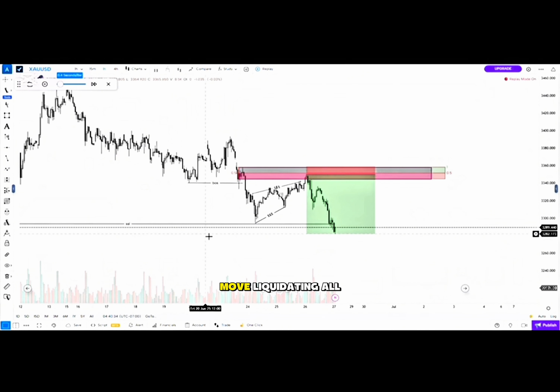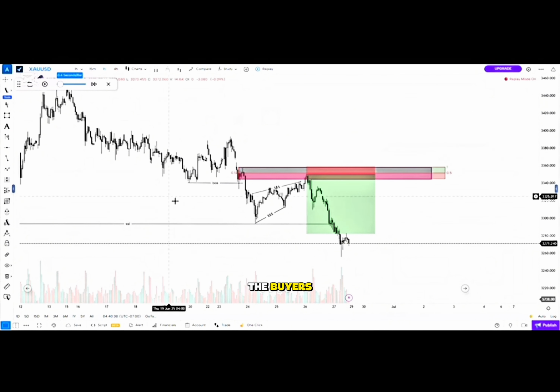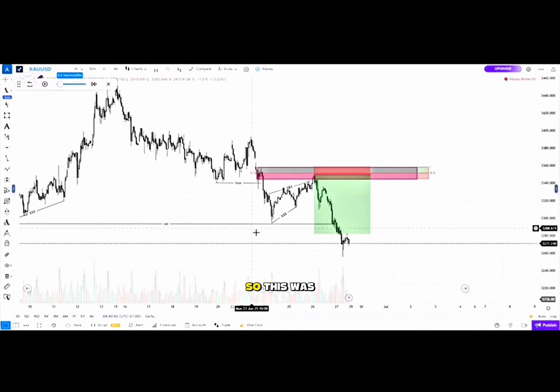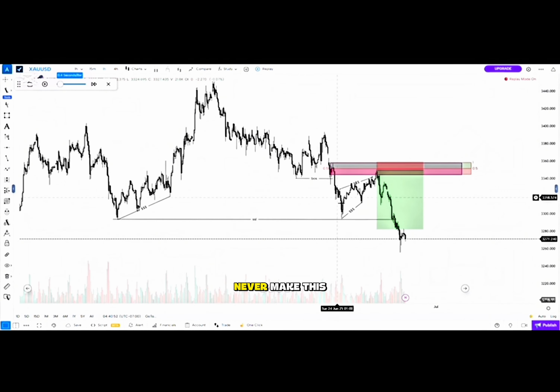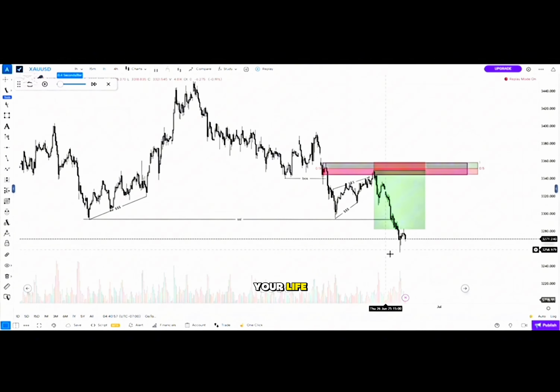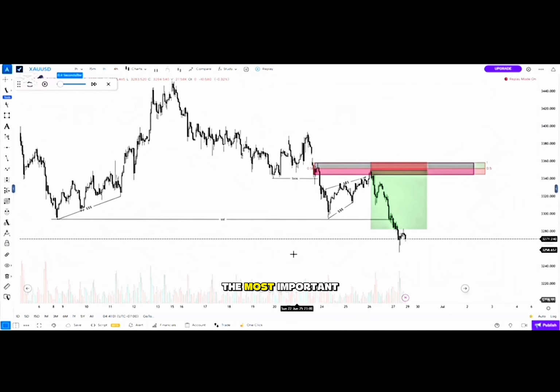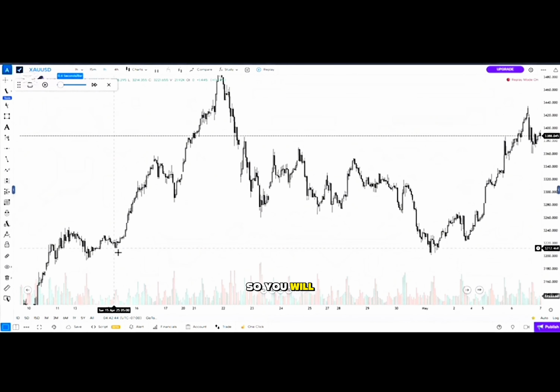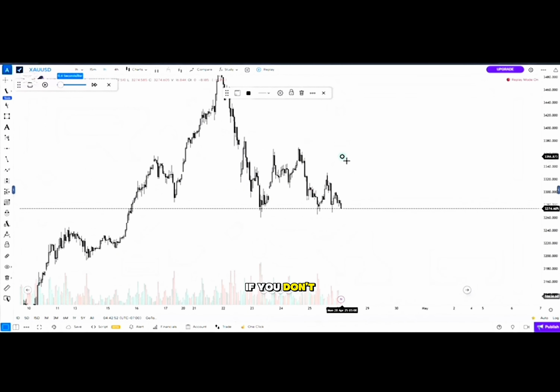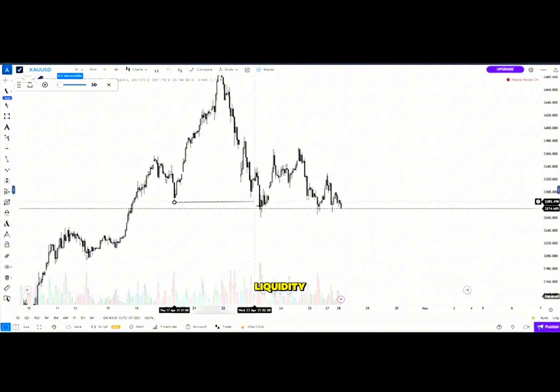A real quick move, liquidating all the buyers. So this was our Friday mistake, and I hope you will never make this mistake again in your life, because liquidity is the most important thing when it comes to trading any pair in this Forex industry. So you will have to understand how liquidity works. If you don't know where the liquidity is, then most probably you are the liquidity.